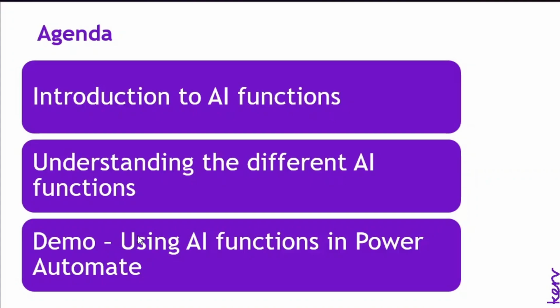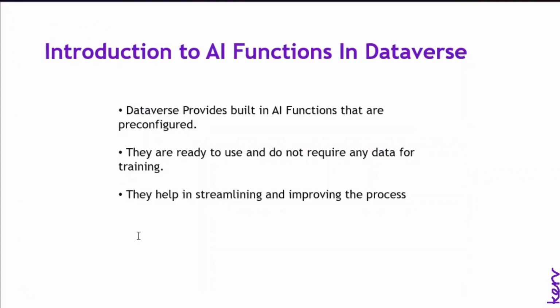Now, what are AI functions in Dataverse? Basically, Dataverse provides built-in AI functions that are pre-configured. They are ready to use and do not require any data for training. They help in streamlining and improving the process. So it's a new introduction where you can use pre-configured AI functions. They take a text, and based on analyzing and processing that text, they provide a result set, and that result set is something that we could use in streamlining and improving the process, which we will take a look at in the further slides.